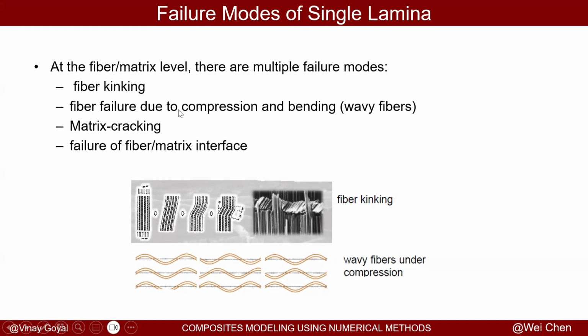Fiber failure can also occur due to tension when the fiber strength is exceeded. And then you have fiber failure due to compression and bending loads that could occur due to wavy fibers, for example, under compression. Or it could occur because the compression strength is also exceeded. You could also have matrix cracking on its own, or the fiber could debond from the matrix.